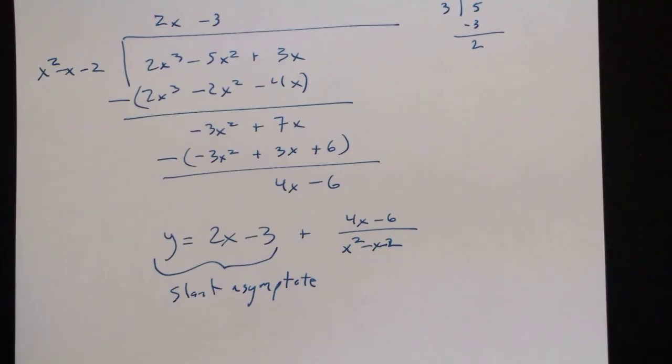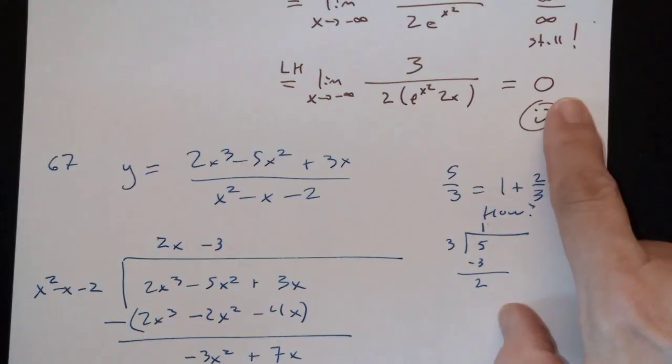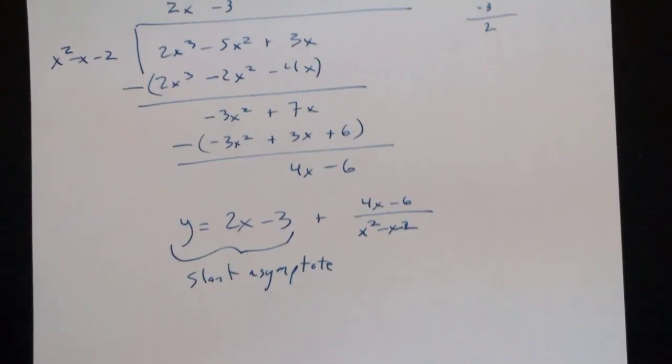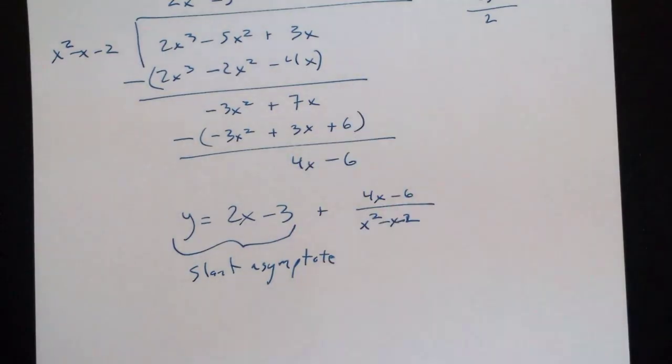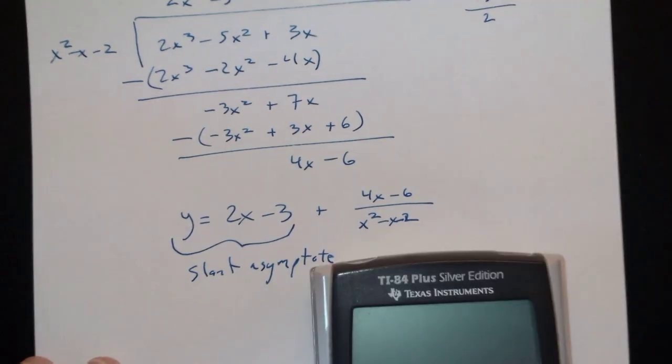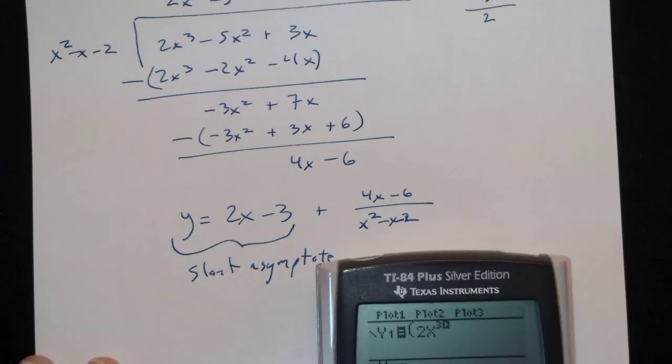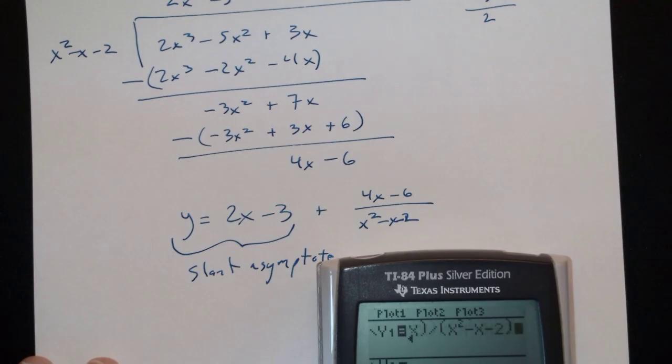Well, as x gets bigger and bigger and bigger, this is going to be x over x squared, right? So which power wins out? Which means the bottom is bigger than top, which means we're going to go to 0. So as x gets bigger and bigger and bigger, this piece becomes useless. As a matter of fact, if we were to then graph the equation we started with, which was 2x to the third minus 5x squared plus 3x, all divided by x squared minus x minus 2.